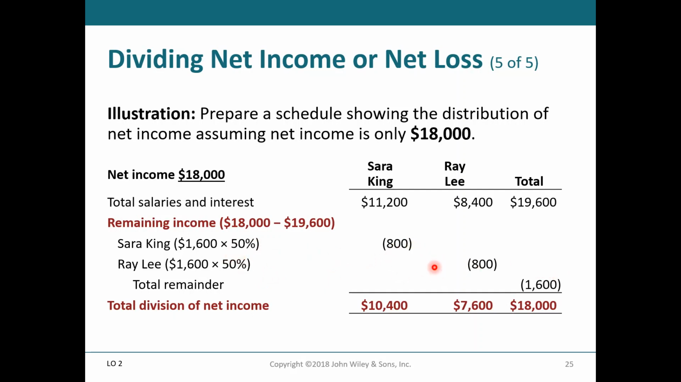What you notice is it's negative, and that's because there's a loss. They're both going to share in the loss, which reduces their capital account. The total still comes back to 18,000. Now Sarah King is 10,400 and Ray Lee is 7,600.